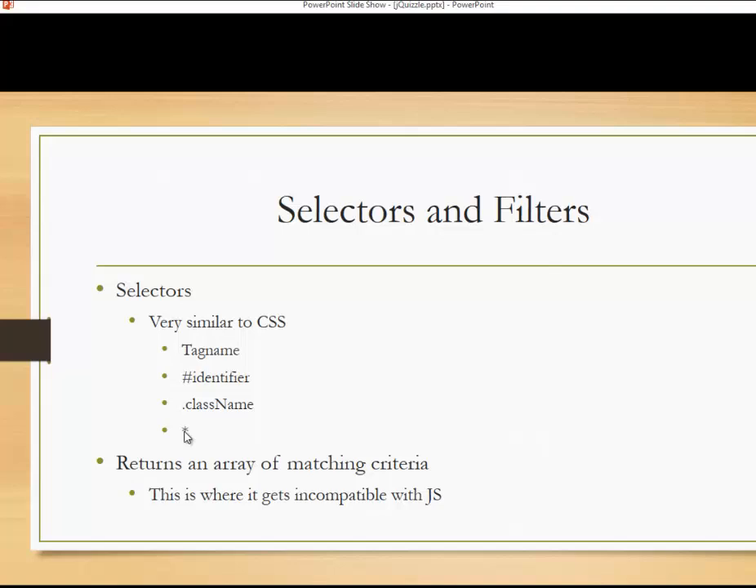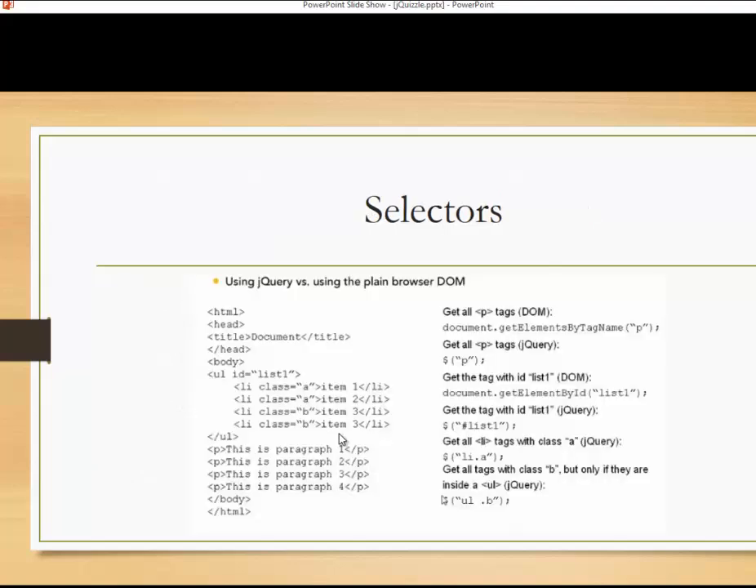And when you select something, jQuery returns an array of the matching elements you want. So if you selected P, it would grab all the paragraph tags and give them to you in an array. If you selected something with an ID, that array is only going to have one thing in it, because that's how IDs work. I'll show you another example. I've got a few examples of this.